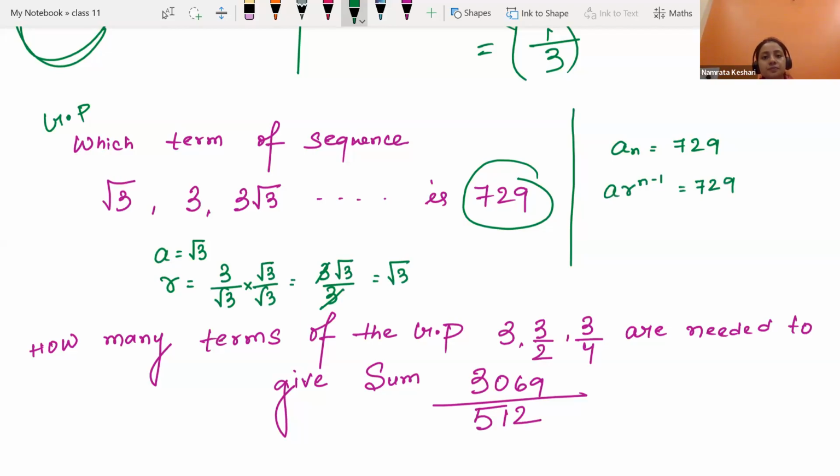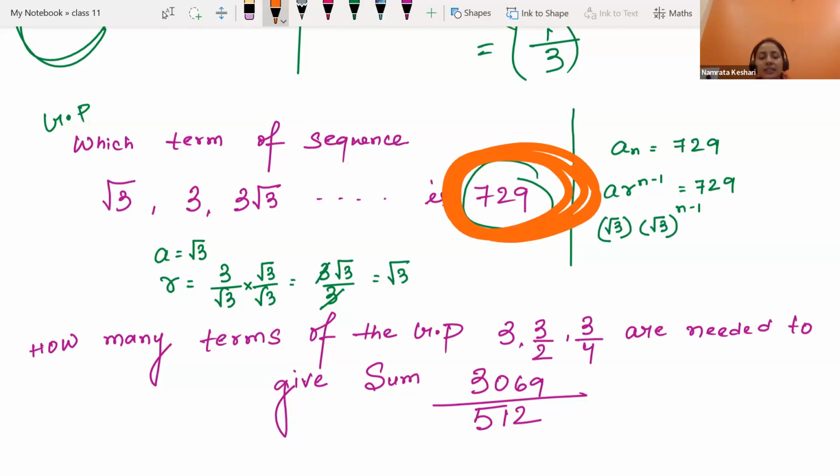Yes, ma'am. Our a is root 3, our r is root 3, our n we don't know. We are trying to find the placement of 729, at which place 729 is sitting. Is that the 20th place? The 21st place? The 30th place? The 100th place? Which place? So n we are trying to find.